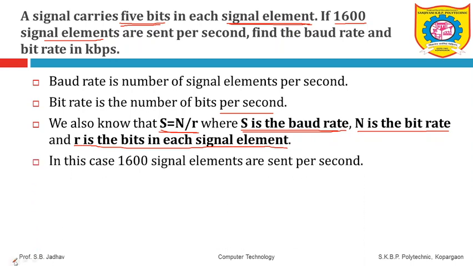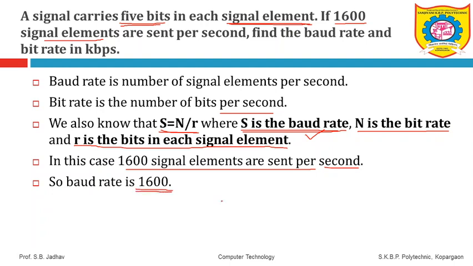In this case, 1600 signal elements are sent per second. So we are given the baud rate directly. 1600 bauds is the baud rate in this case. The baud rate is directly given in the problem statement.